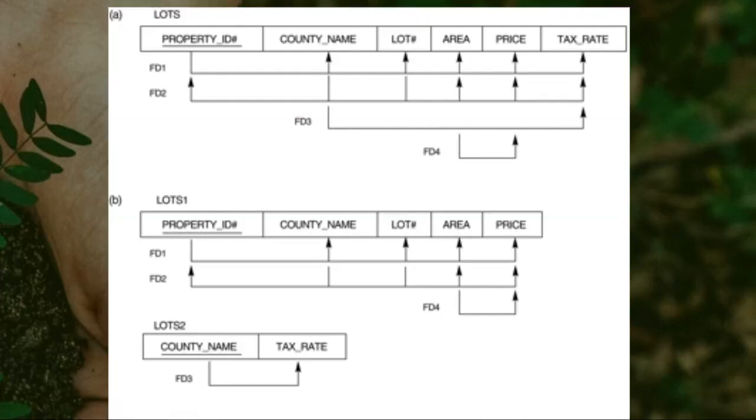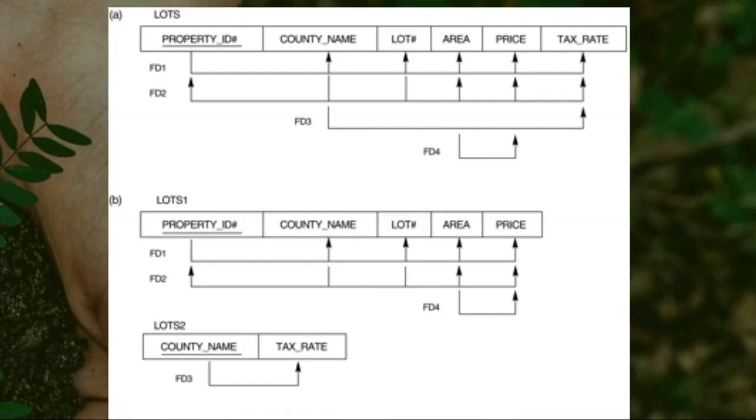Now functional dependency 3 says country name determines the tax rate. Now it's a violation of the second normal form because there's a partial dependency. So we have to remove that one in order to get this set of relations into the second normal form. Now we are going to decompose with the 2NF normalization process.